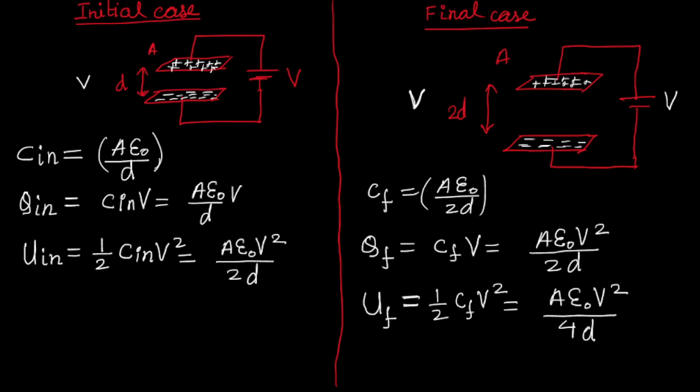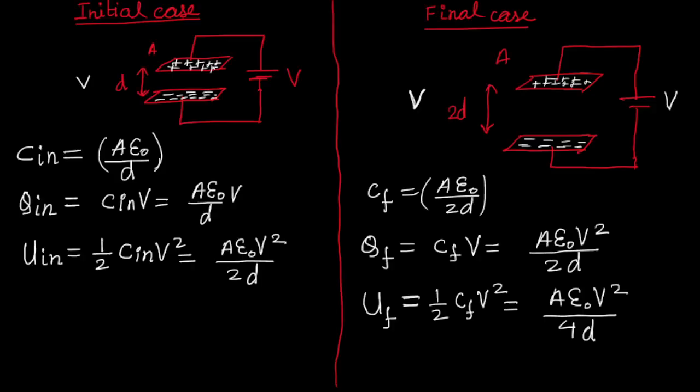Now I want to calculate how much charge is reduced when the plate separation of the capacitor is increased from D to 2D. You can see the initial charge was A epsilon naught V divided by D. The final charge is A epsilon naught V divided by 2D. Here you can see the final charge is less than the initial charge. So how much charge will reduce in the capacitor?